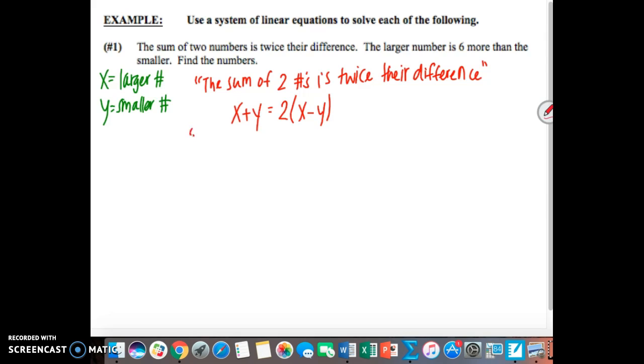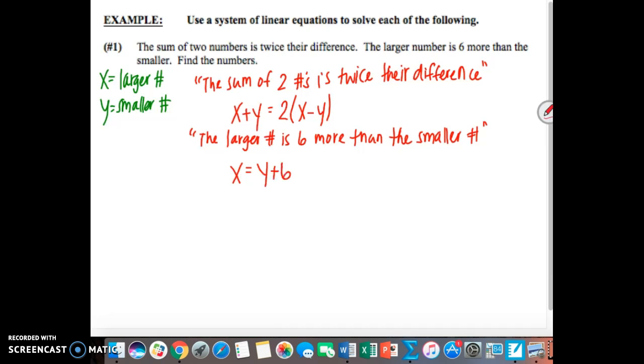And then the statement, the larger number is 6 more than the smaller number. This tells us that the larger number, which is x, we're going to have x equals 6 more than the smaller number, so x equals y plus 6. So these are the two equations that we will be using.